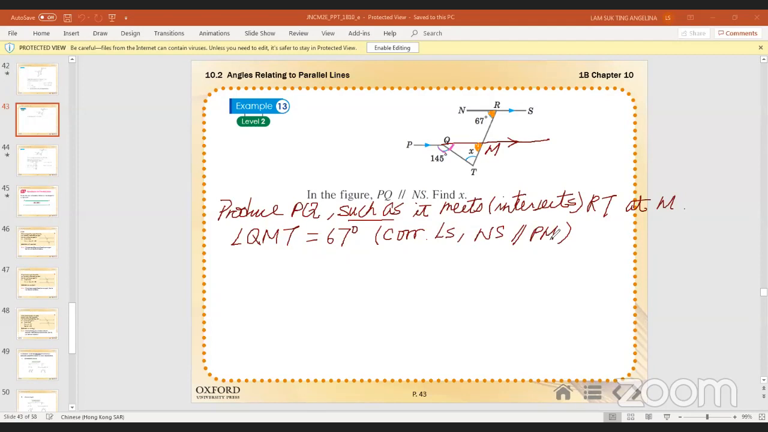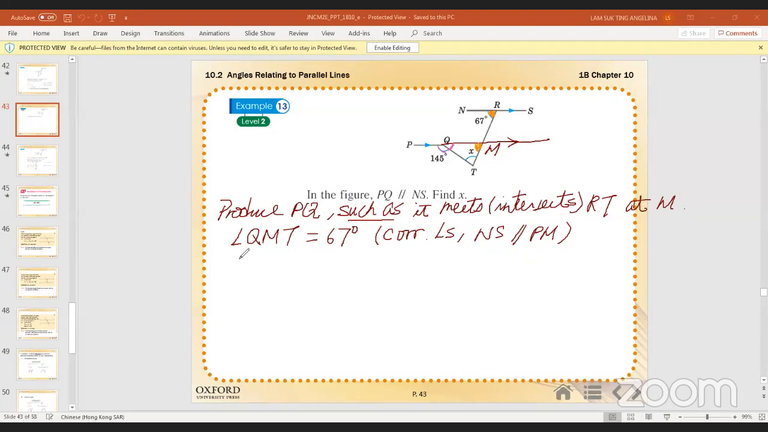Okay, it is better to use PM instead of PQ, because people may just look at this part. Okay, and then why we have this angle. Therefore, after you have produced the line, it is longer, then you better talk about, okay, we have now two parallel lines. One is NS or NR, and then the other one is PM up to this part. And then we talk about this one, and then we want to find this angle.